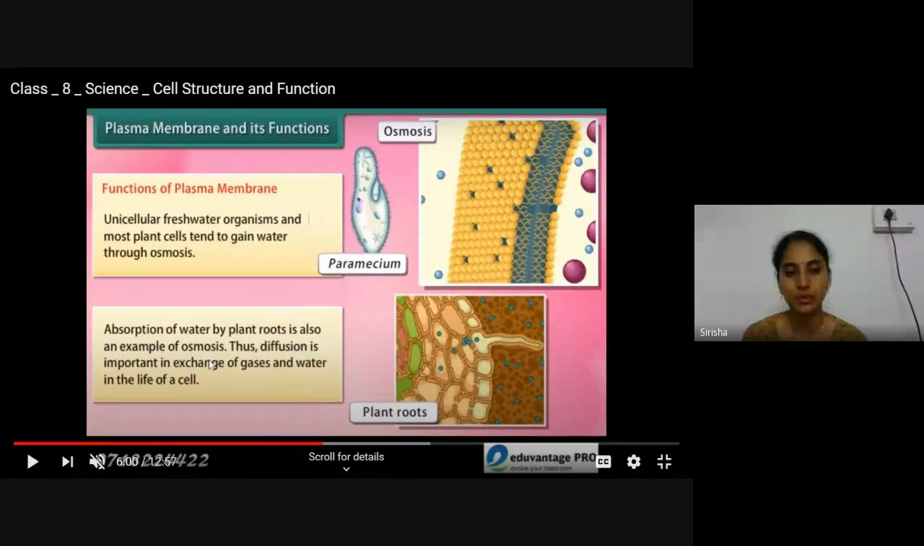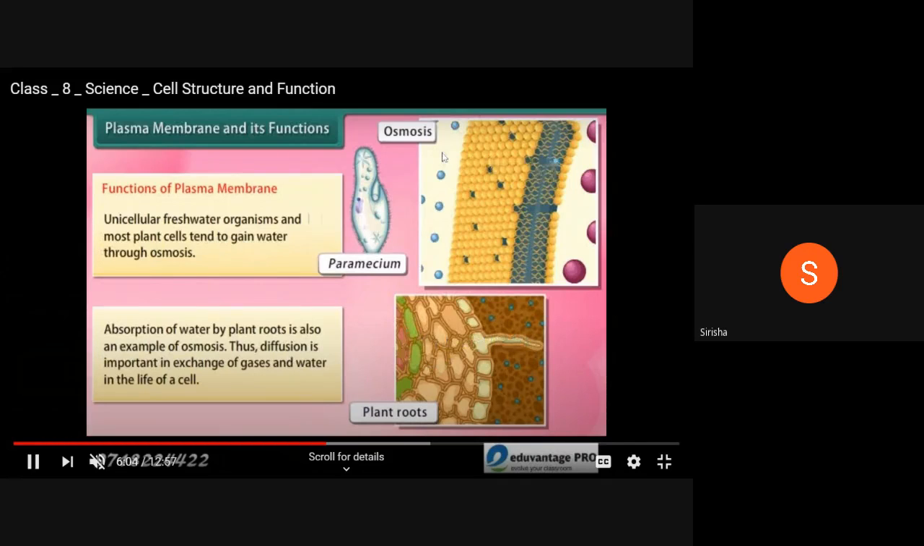Absorption of water by plant roots is also an example of osmosis. Because the plant keeps on taking water through the roots. So what is the function of the roots? Taking up water as well as minerals. Thus, diffusion is important in the exchange of gases and water in the life of a cell. Through the osmosis process, water is being taken, and through diffusion, gaseous exchange takes place through the roots of the plants. You can see only a particular ion is coming inside of the cell. It is a very selectively permeable membrane.